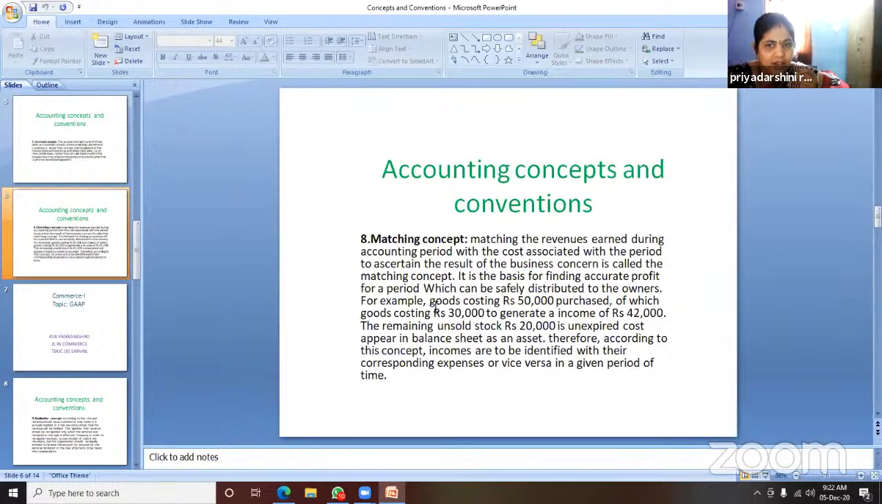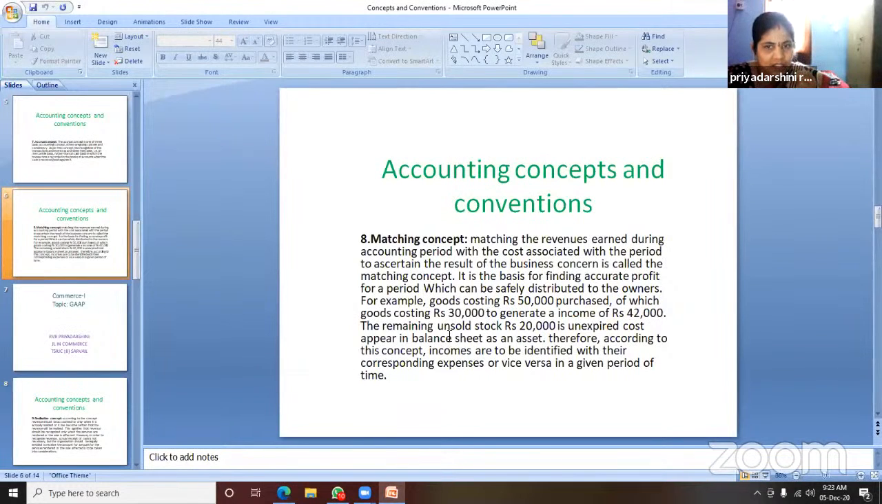For example, if goods costing 50,000 are purchased, the cost of goods is 50,000. Out of 50,000, if we sold 30,000 of goods, the cost associated with selling these goods must be considered, not the worth of total purchases. That is, not 50,000 we have to consider. Only the cost associated to 30,000, that only we have to consider. So in order to get the generated income of 42,000, the cost incurred is 30,000. So we have to show the cost incurred for the revenue actually realized.